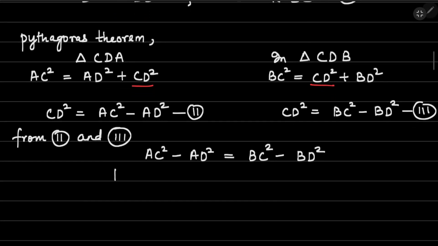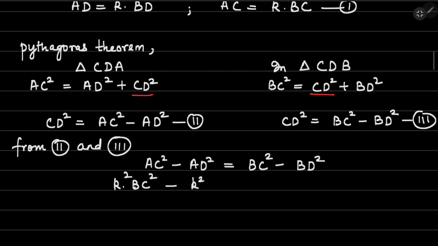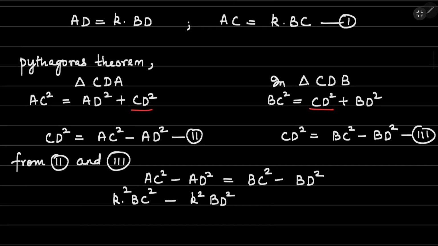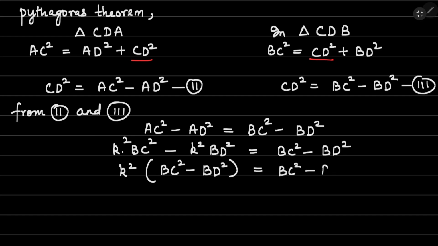So AC is nothing but K times BC the whole square, right? Minus AD is equal to K times BD the whole square, right? BC and BD equal to, you can write BC square minus BD square. Take K square common out. So you have BC square minus BD square equal to, again, BC square minus BD square here. So both these terms will get cancelled. What you have is K square is equal to 1 or K equal to plus or minus 1.